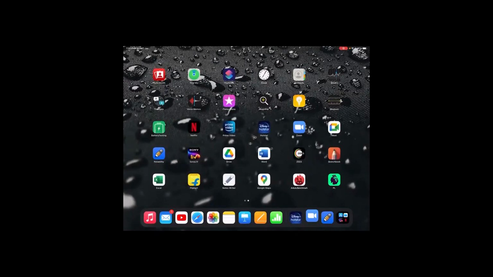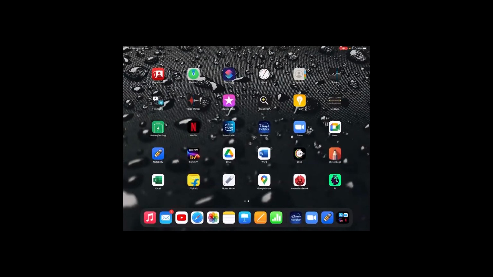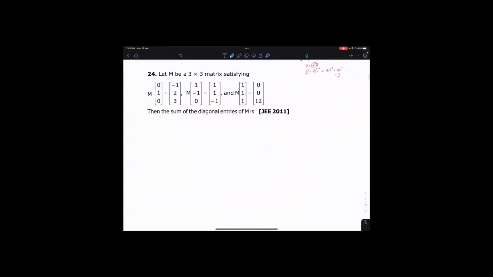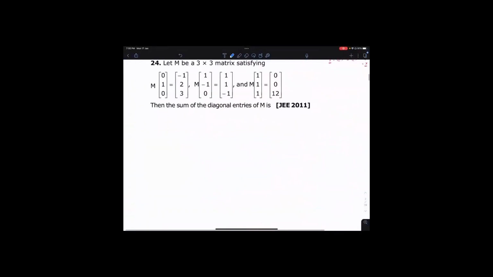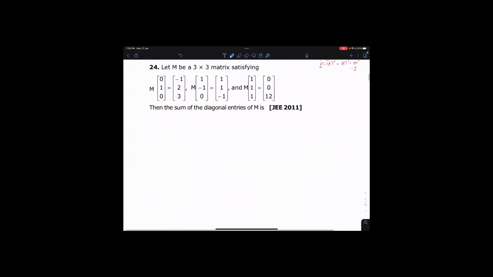Fine. I'll proceed to the next question. It's a very beautiful question, this one. They have given something like this. M into this is this. They're asking to find the sum of diagonal entries of M.